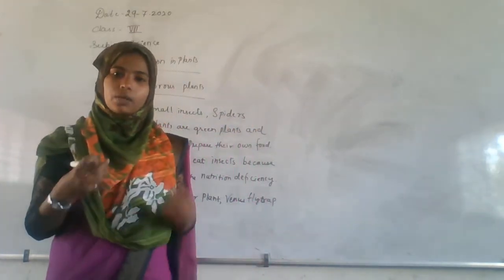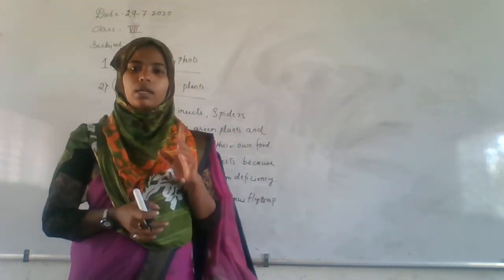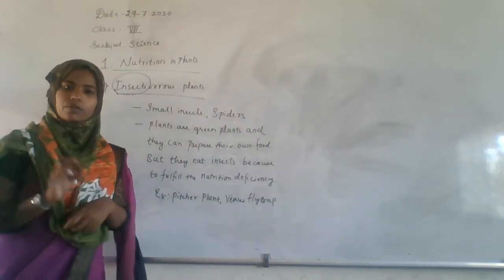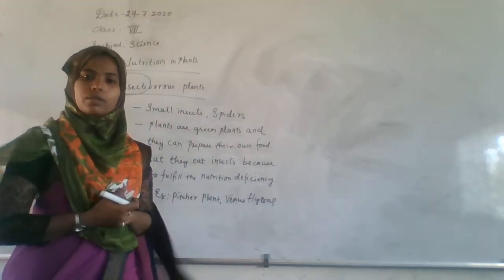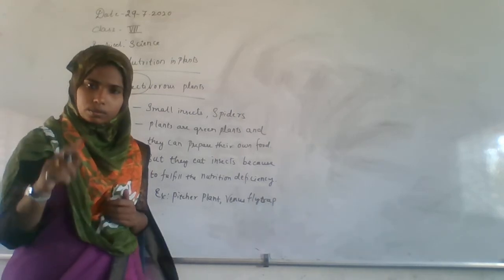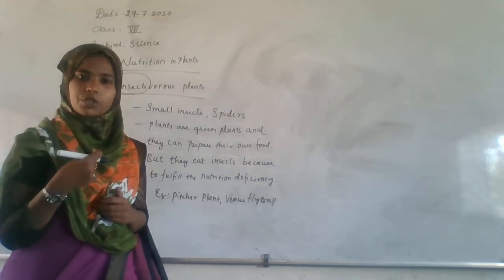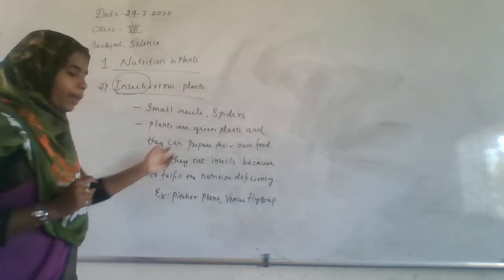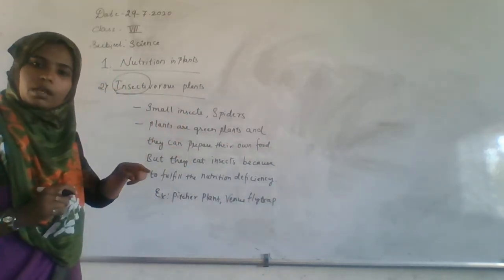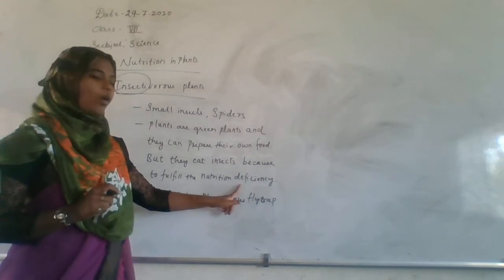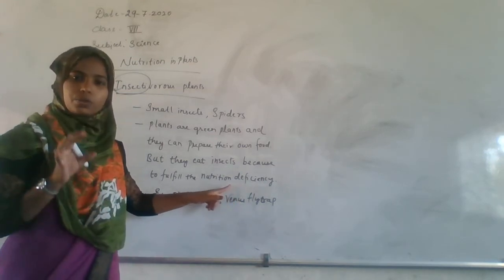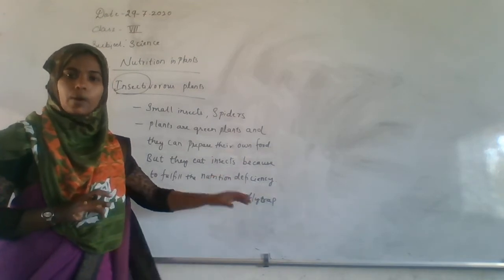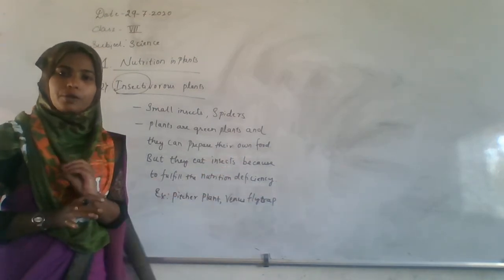Now if we have any deficiency, the doctor suggests us to have milk, egg and vegetables. That means we are deficient in nutrition. The same way these insectivorous plants also, even though they prepare their own food, they are having a lack of nutrition. That's why they want to fulfill that nutrition.